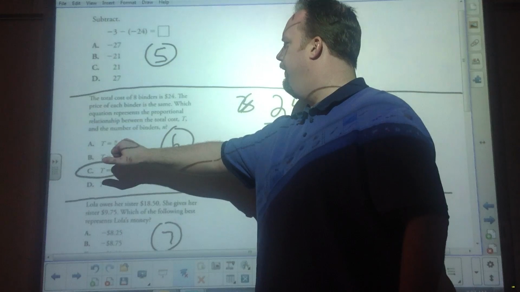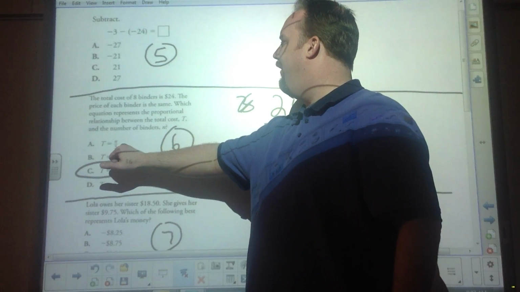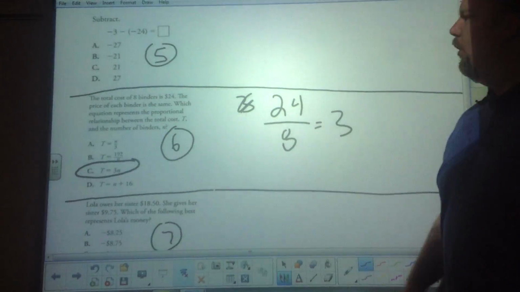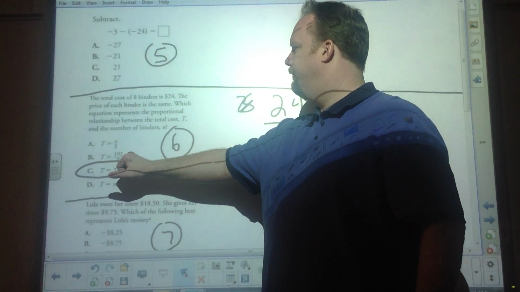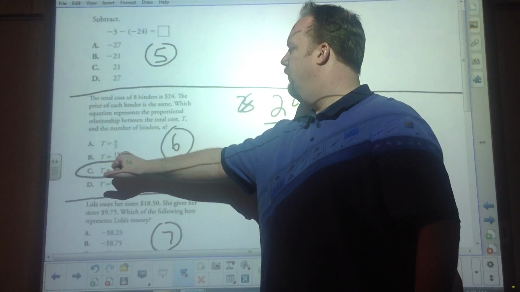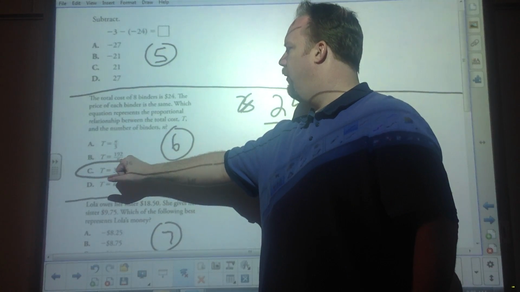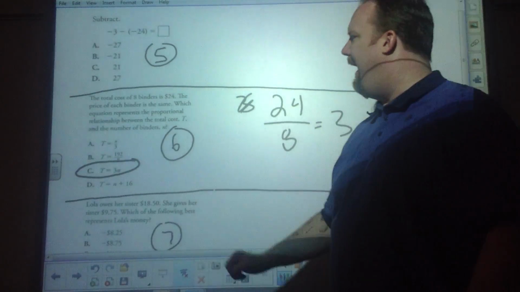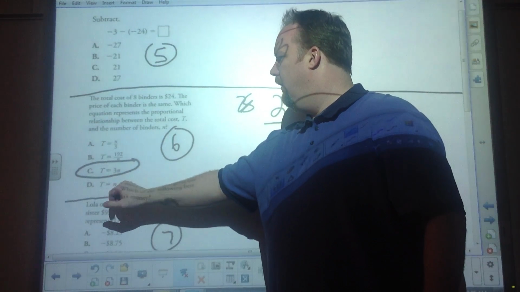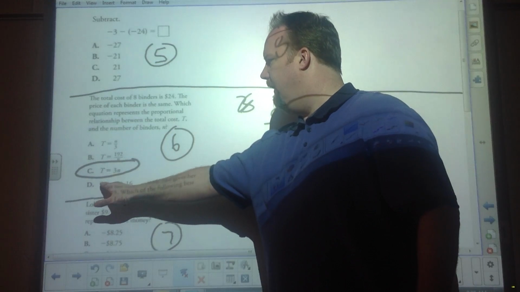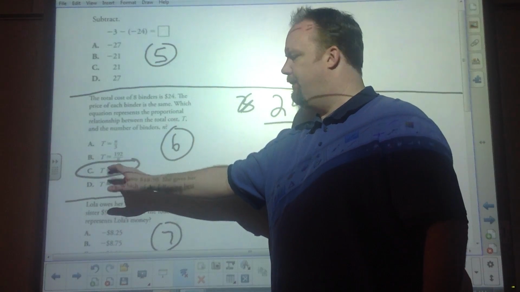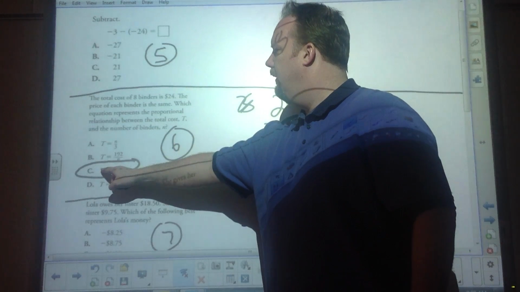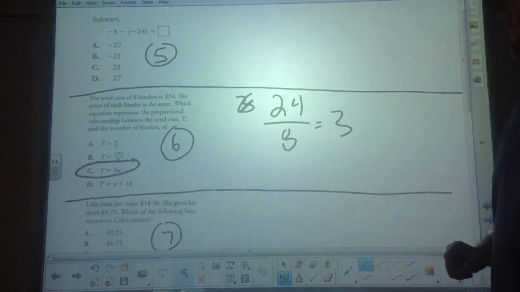We don't divide the number of binders by 3 to get the total cost. Okay? We definitely don't do that. We don't divide the 192 by the total number of binders to get our total cost. We don't do that either. And we certainly don't add 16 to the number of binders to get the total cost. We multiply 3, which is the price, the unit price, times the number of binders to equal T, the total price.